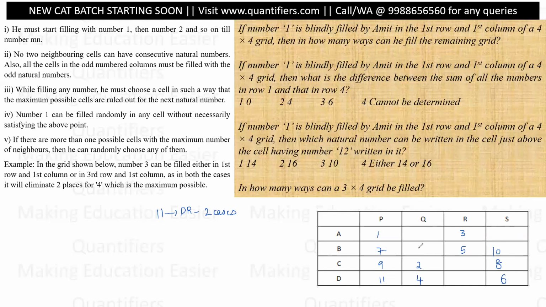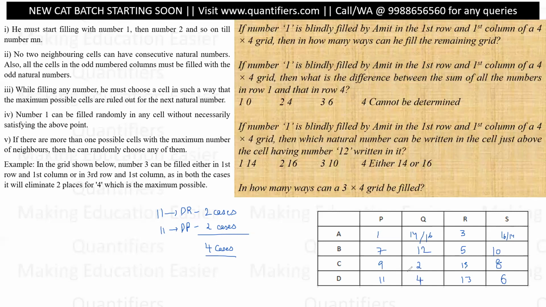12 again will come here only. There is only one possibility for 12. 13 here, one possibility for 13. Again, 14, 15, 16, or 14, 15, and 16. So two possibilities over here. When I am filling 11 in D, there are two more cases. So there are a total of 4 cases.